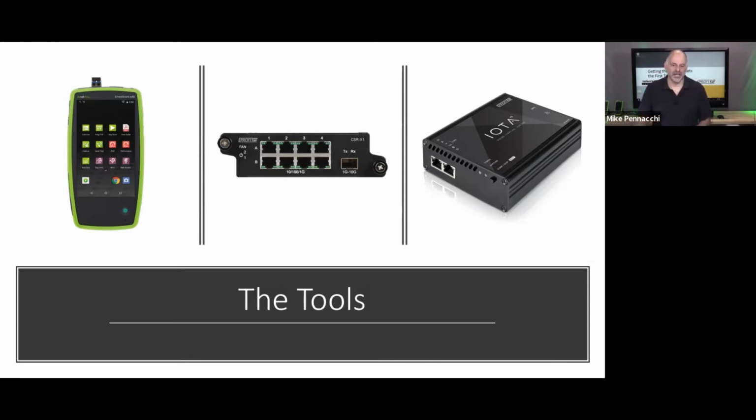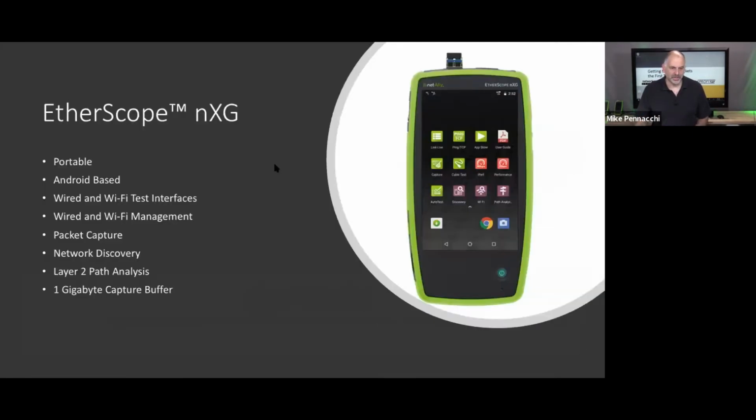And then we've got the IOTA. So let's go ahead and talk about each one of these tools in just a little more detail here. And that is, we've got our Etherscope NXG. One of the keys with this is it is portable. So this is a handheld battery-powered device.